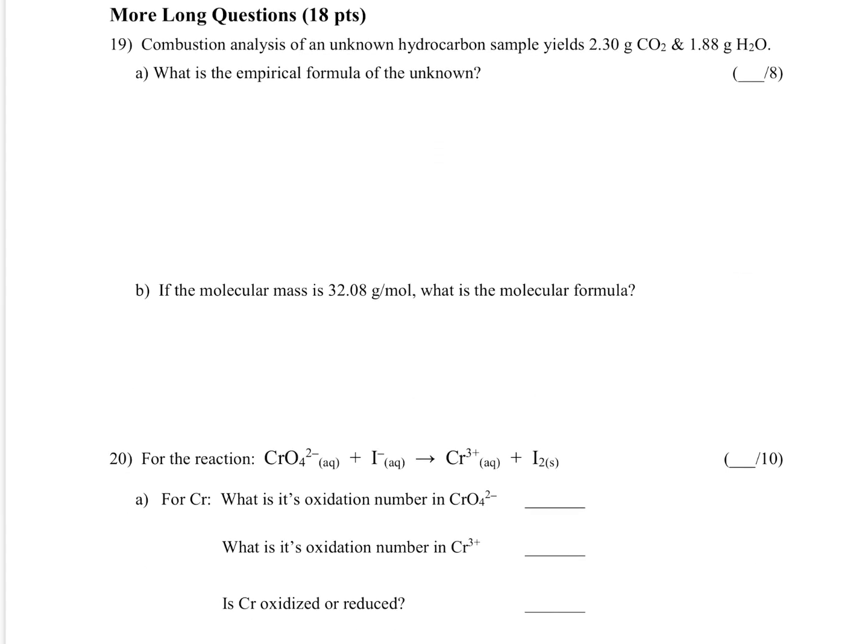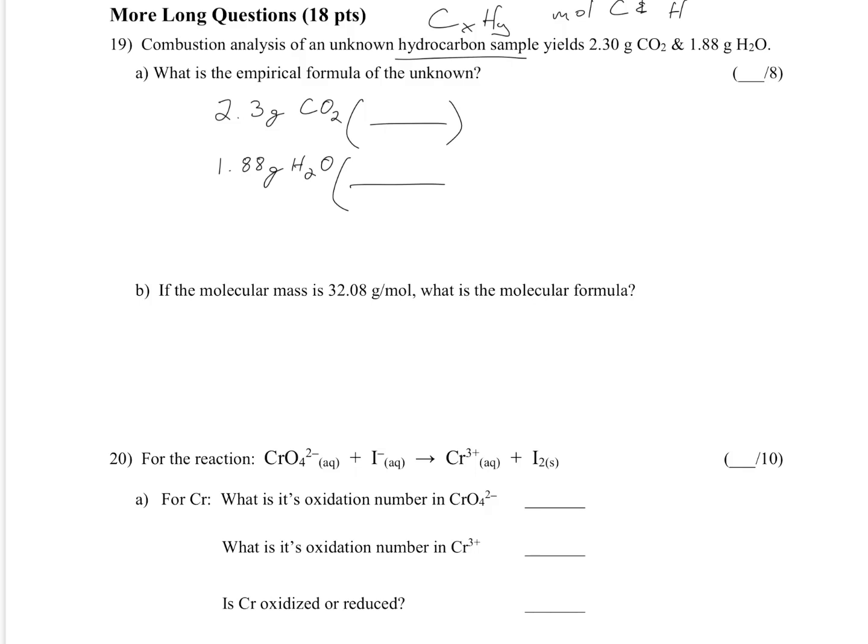Another long question. This is combustion analysis. And in combustion analysis, we're looking for an unknown hydrocarbon, its empirical and then molecular formula. So something like CxHy. So we have to take these masses of CO2 and H2O and we convert into moles of carbon and hydrogen. So CO2 has a molar mass of 44.09 and 1 mole CO2 has 1 mole C. So that gives me 0.0523 mole carbon.